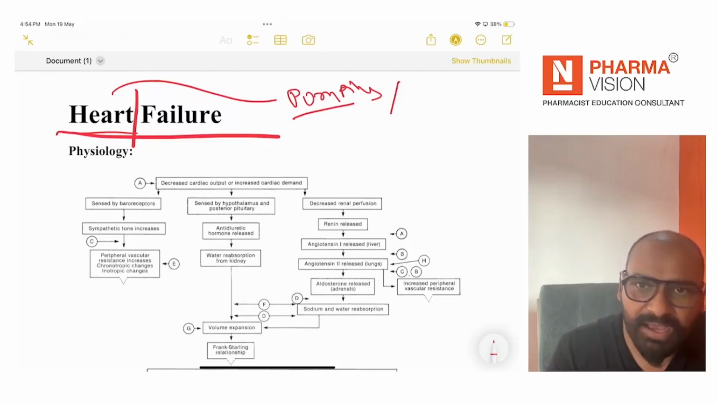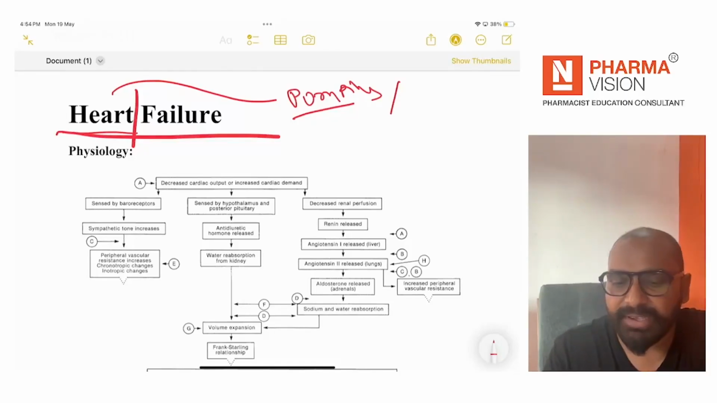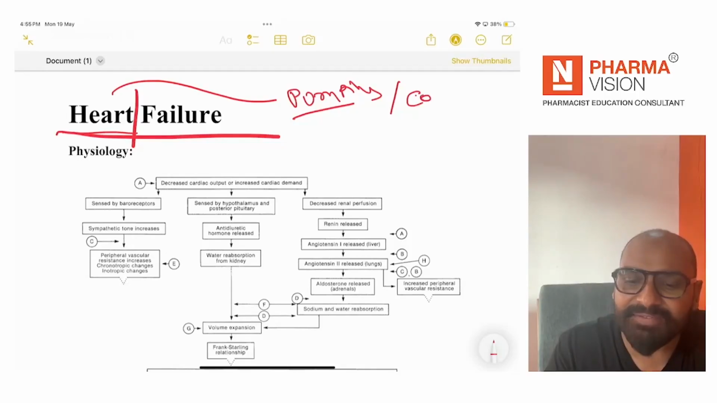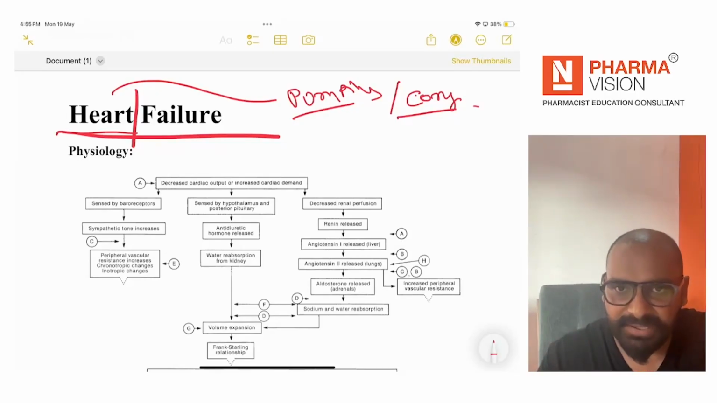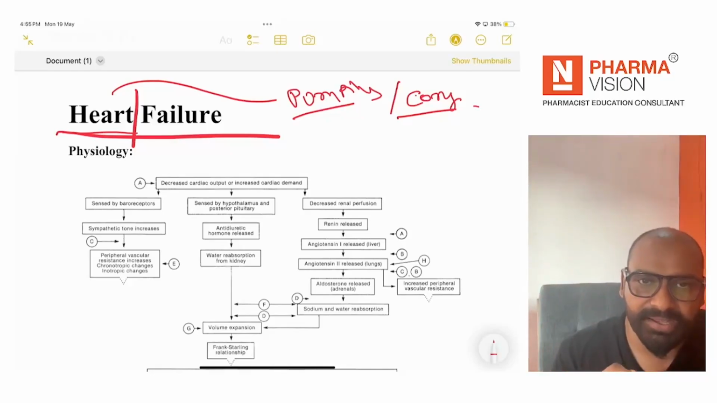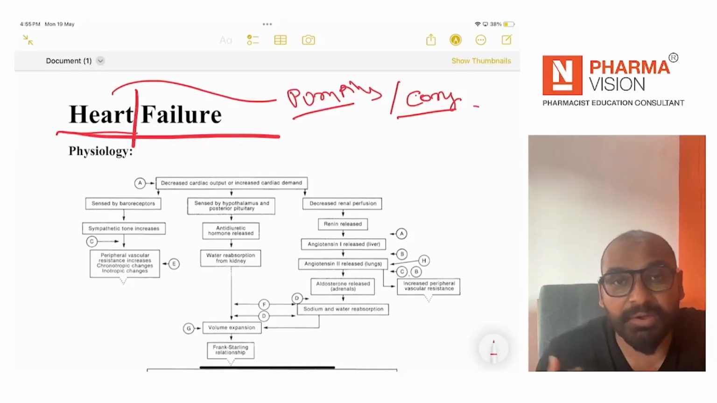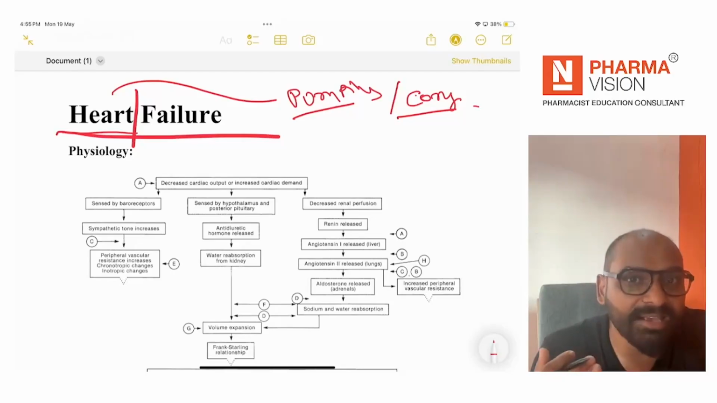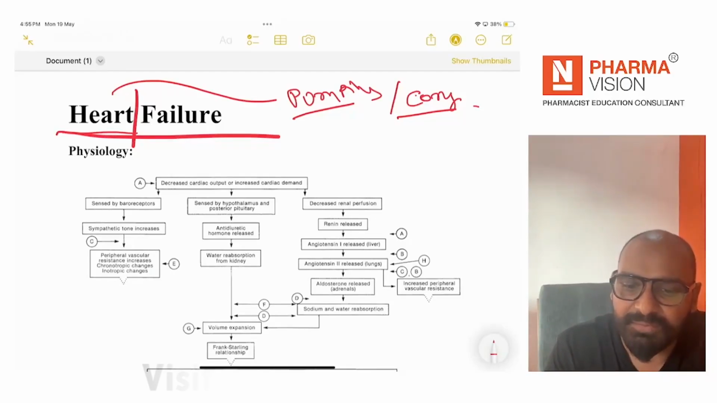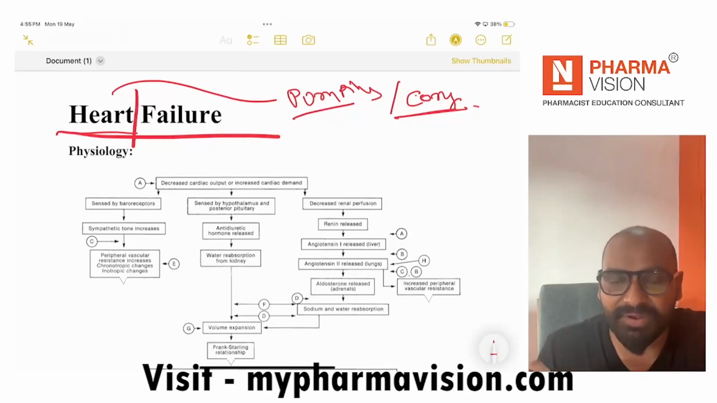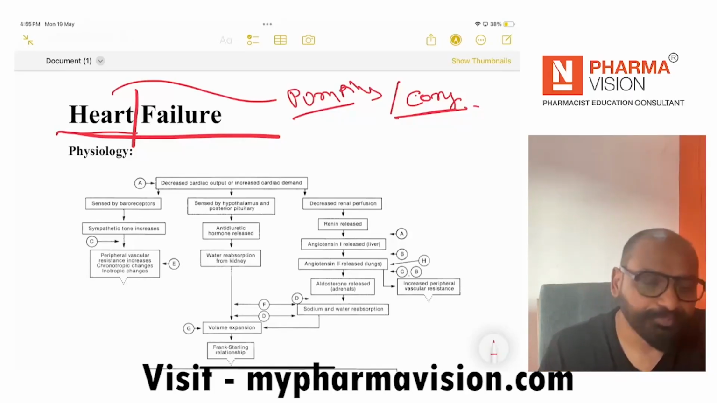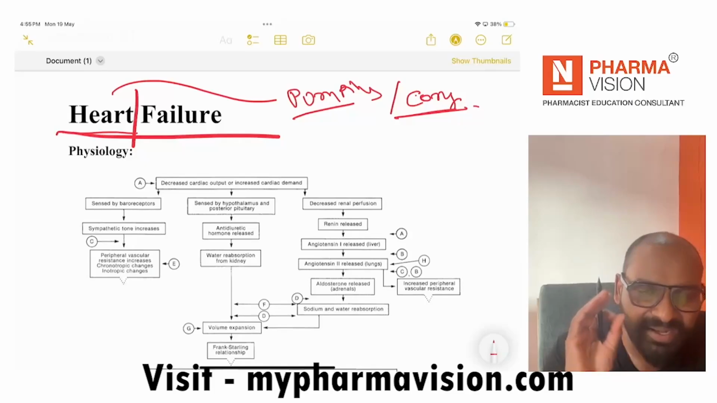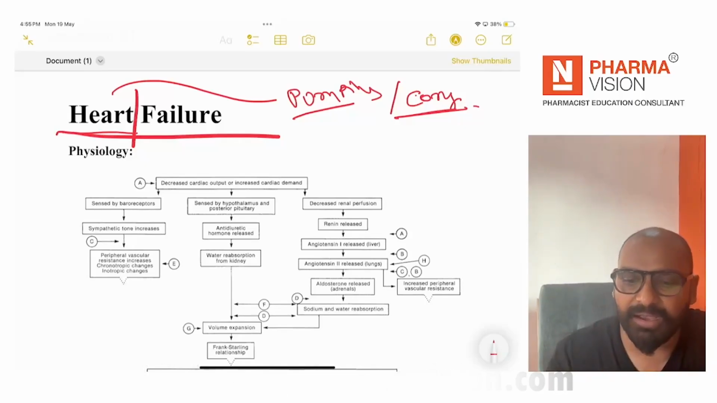Another term that we commonly come across is congestive cardiac failure. Congestive cardiac failure means when the heart is not pumping properly, fluid starts accumulating and it becomes congested inside the body. That's why another term is called congestive cardiac failure. So let's understand the very simple and fundamental principle about heart failure.